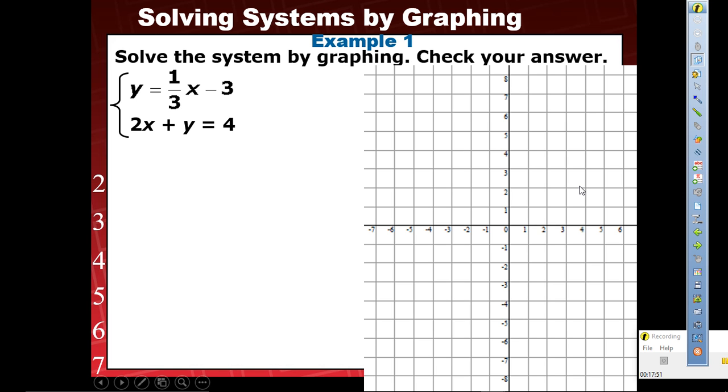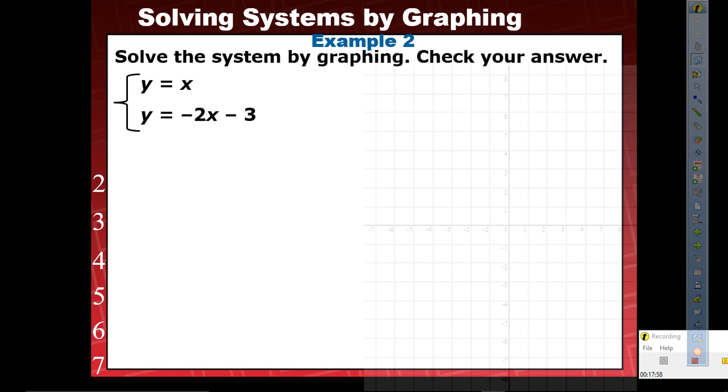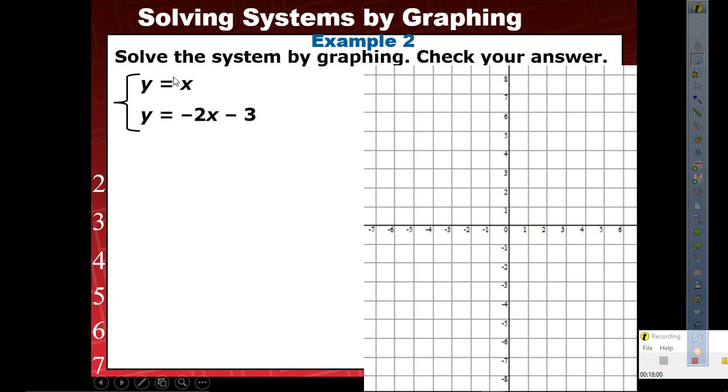Example 2, and it says, solve the system by graphing. Check your answer. System given is y equals x, and y equals negative 2x minus 3. For the first equation, I threw a little curveball to see if you see it. Now, without saying it out loud, whisper to your neighbor. Let them know for the first equation what the y-intercept is and what the slope is for that one.